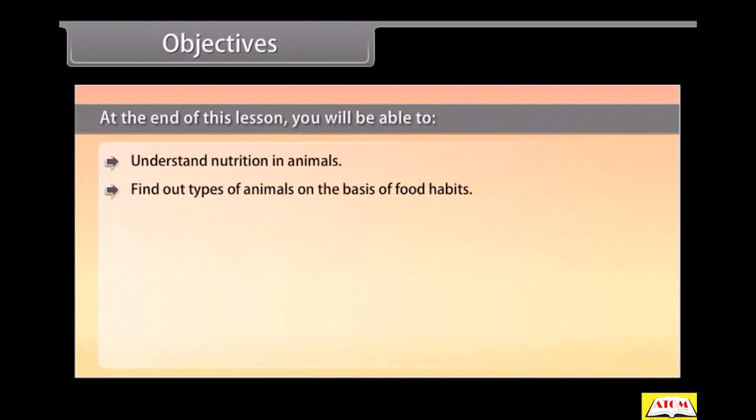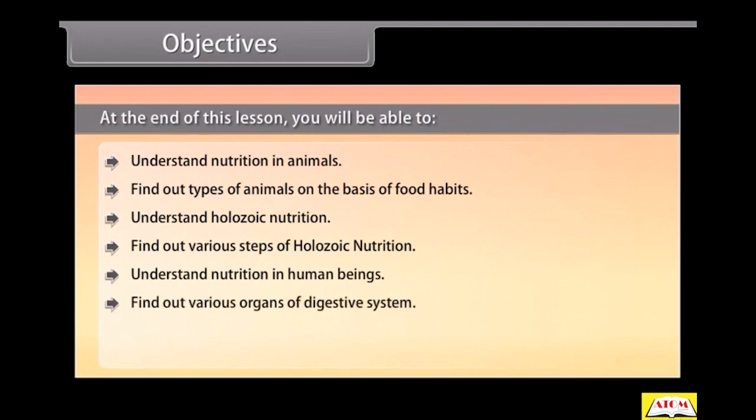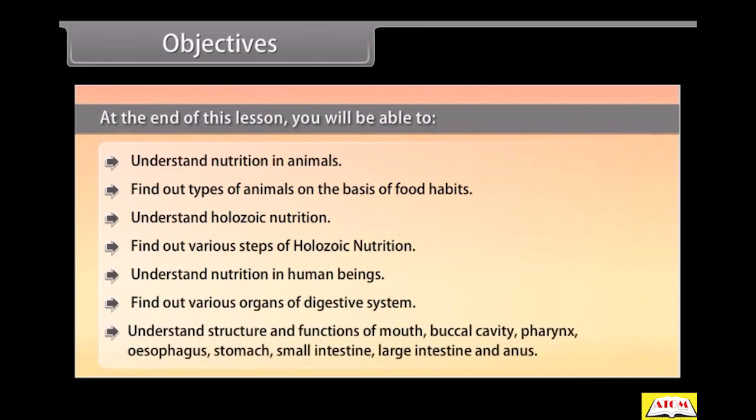Objectives. At the end of this lesson, you'll be able to understand nutrition in animals, find out types of animals on the basis of food habits, understand holozoic nutrition, find out various steps of holozoic nutrition, understand nutrition in human beings, find out various organs of digestive system, understand structure and functions of mouth, buccal cavity, pharynx, esophagus, stomach, small intestine, large intestine, and anus.